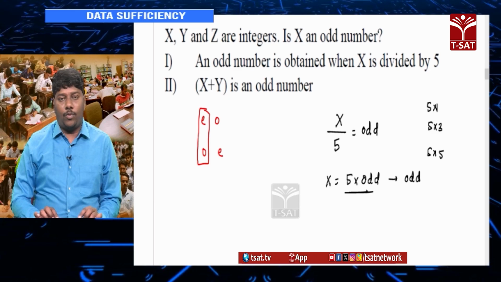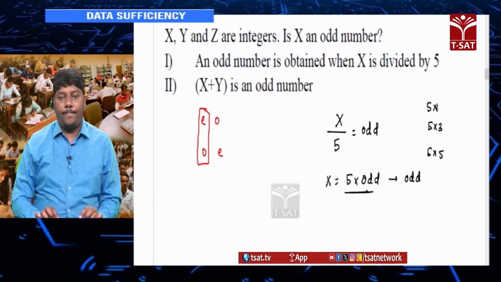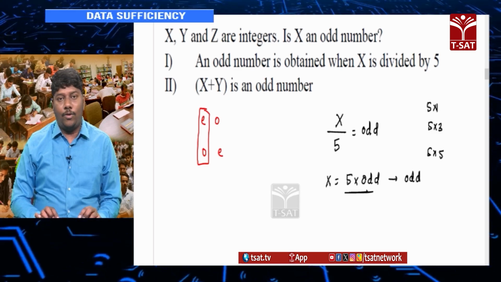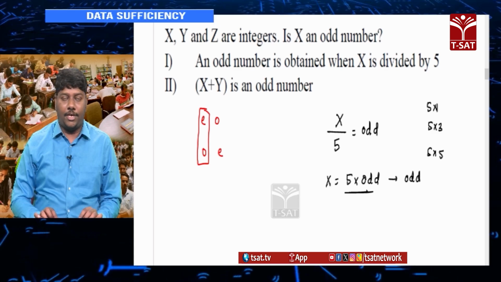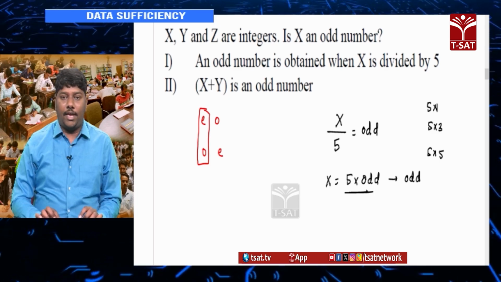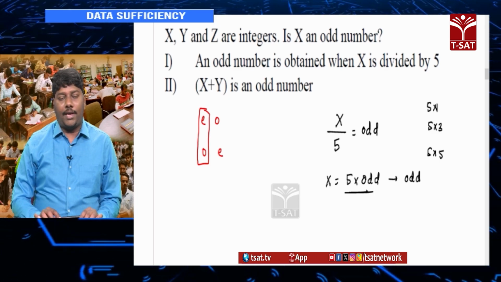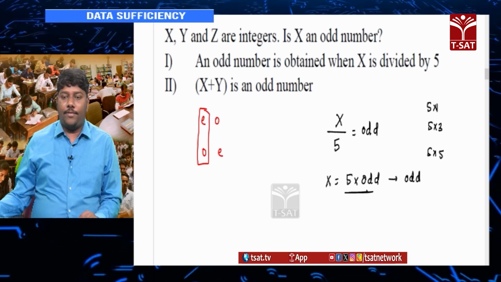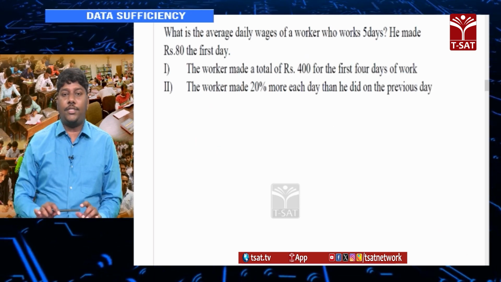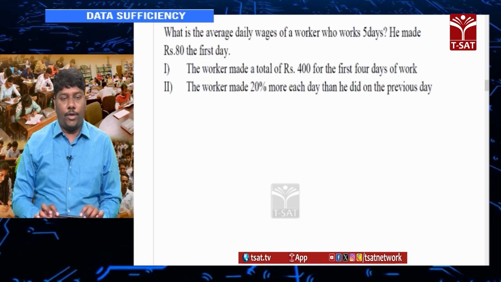So, you look at statement 1, it is sufficient. Therefore, you say our answer is 1 alone is sufficient, whereas 2 is not sufficient. Answer is option A. So, here you don't need to actually find out the answer, just need to say whether the given statements are sufficient to answer it or not.